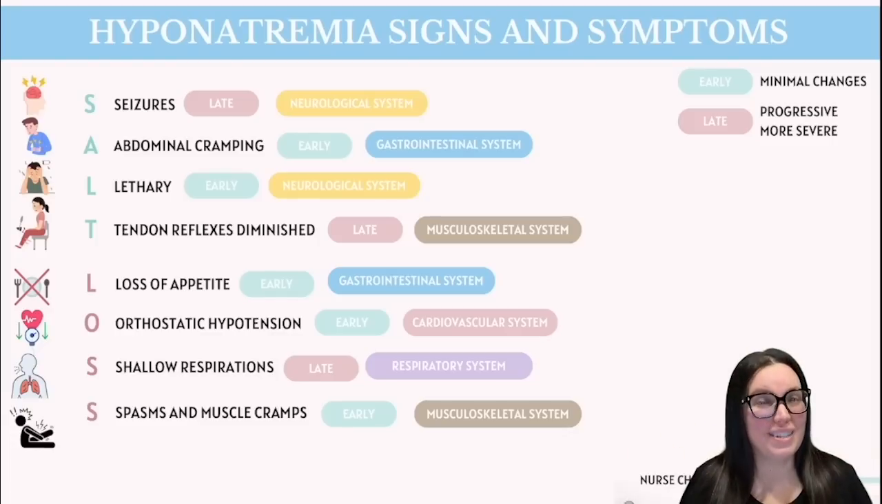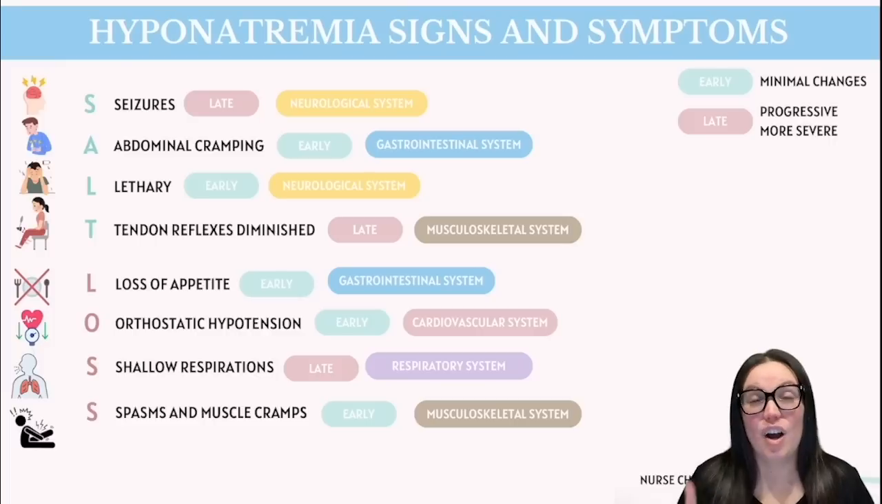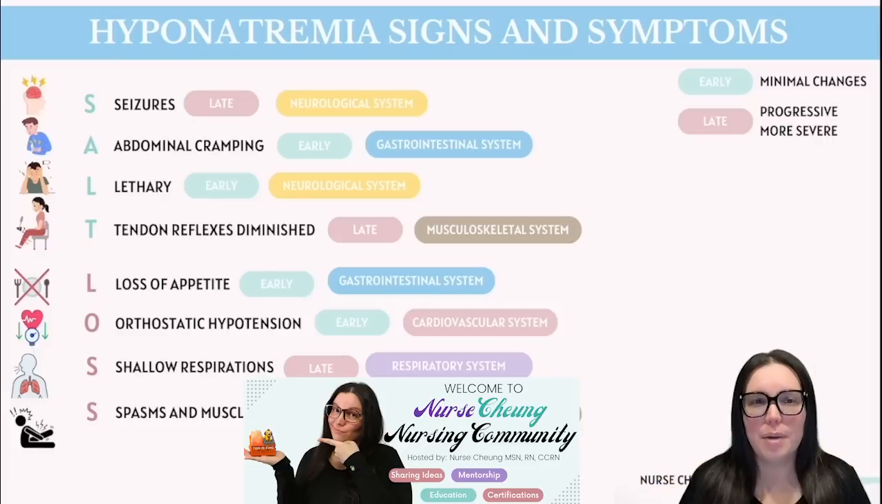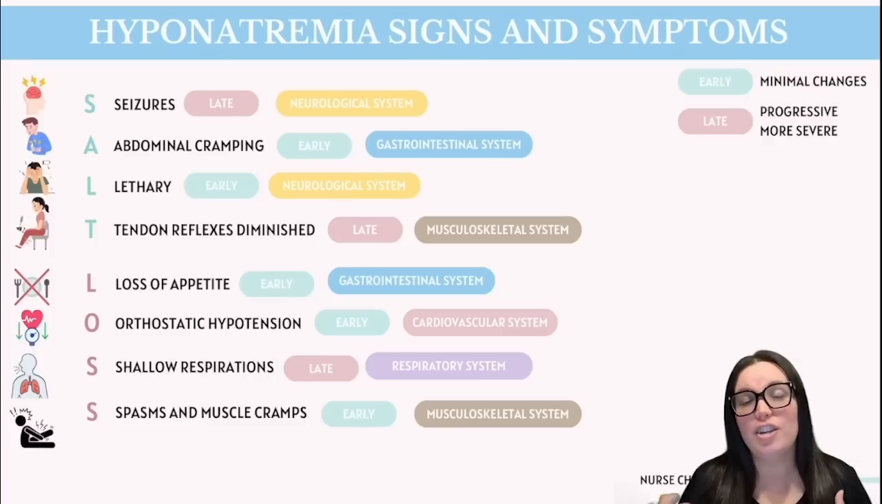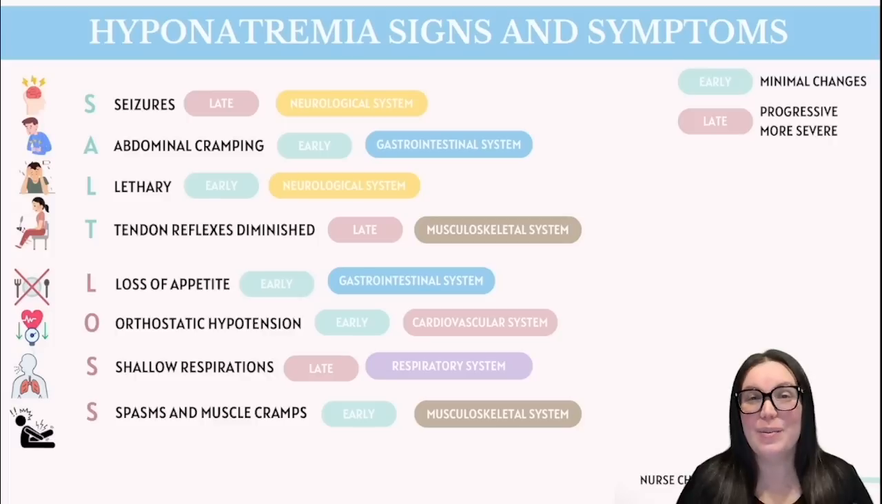O stands for orthostatic hypotension. A low sodium concentration can lead to decreased blood volume, resulting in a drop of blood pressure while standing up, causing dizziness. Our first S stands for shallow respirations. In those more severe cases, muscle weakness caused by hyponatremia can affect the respiratory muscles, leading to shallow or labored breathing. And then lastly, we have our last S, which is spasms and muscle cramps. Sodium is critical when it comes to muscle contraction. When levels drop, it's going to cause painful cramps and spasms, particularly in your legs as well as your arms.